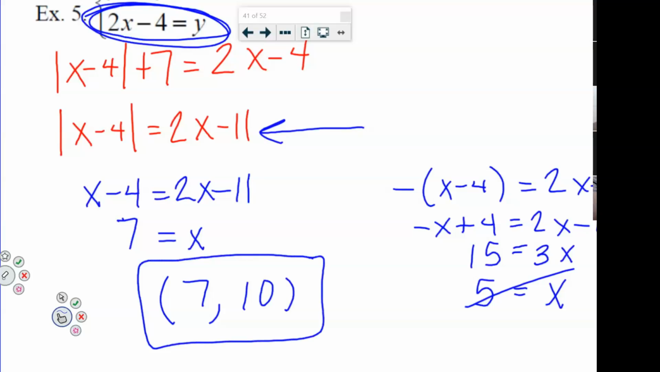Yes, ma'am. Because see my arrow right there? If I put that 5 in right here for the x, I'd get 10 minus 11, and that's a -1. And remember, your absolute value bars cannot equal any kind of negative. So that's why it's extraneous.